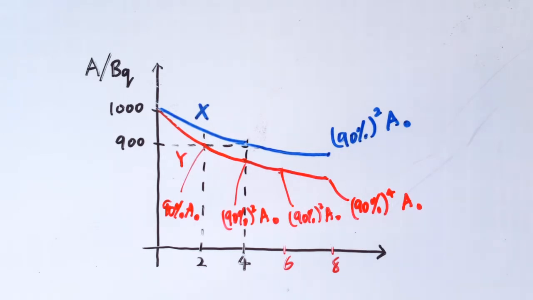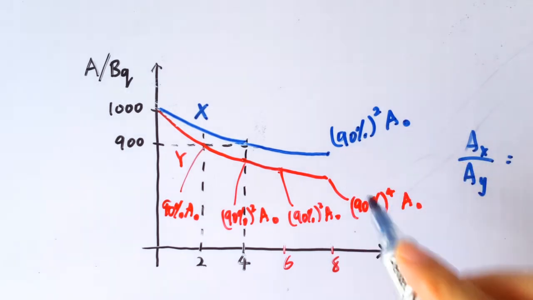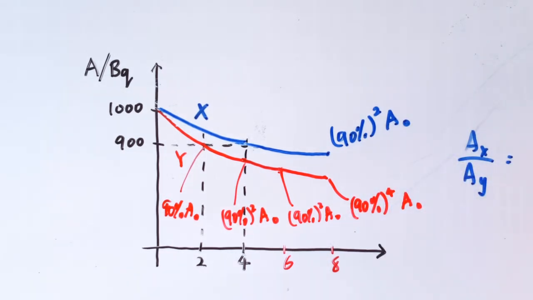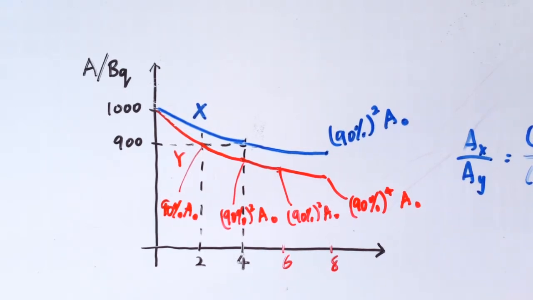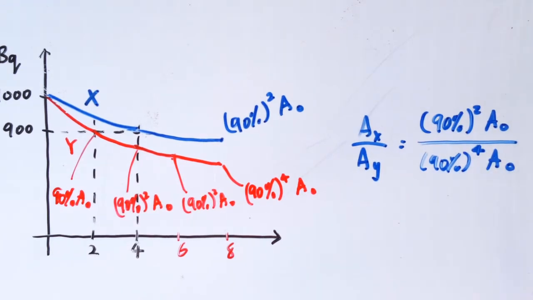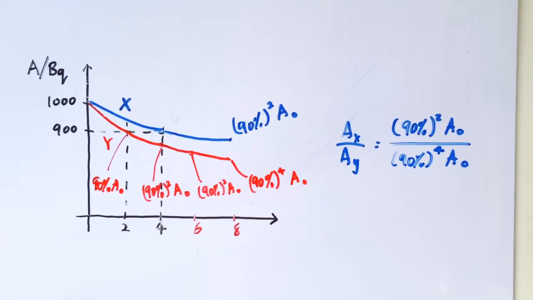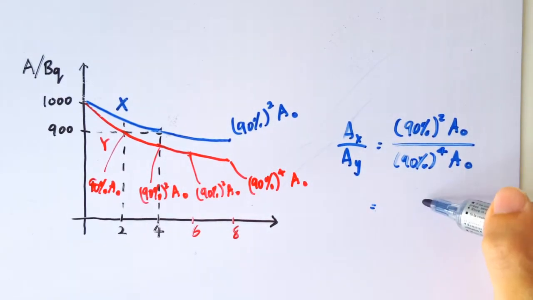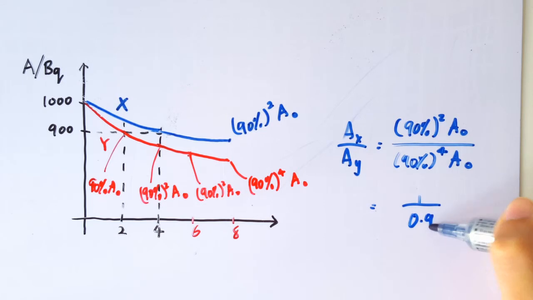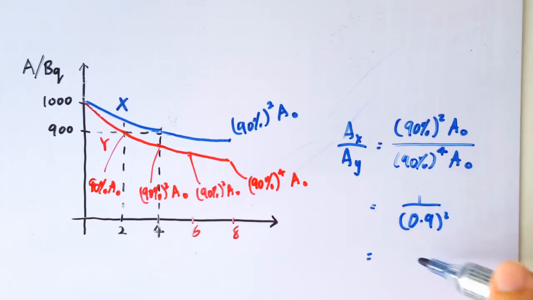Since the question asks for the activity of x to the activity of y after 8 hours, for x, the activity will be 90% squared of the original, whereas for y, it will be 90% to the power of 4 of the initial activity. So that will give us the answer. It's actually 1 divided by 0.9 to the power of 2, which will give you 100 over 81. Okay?